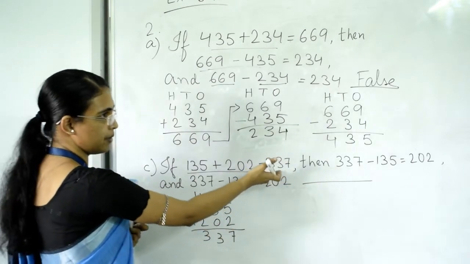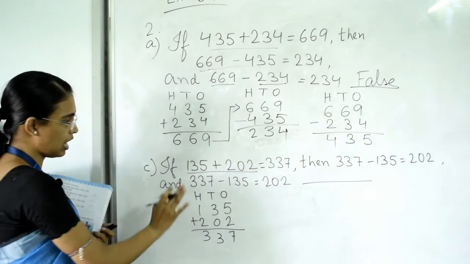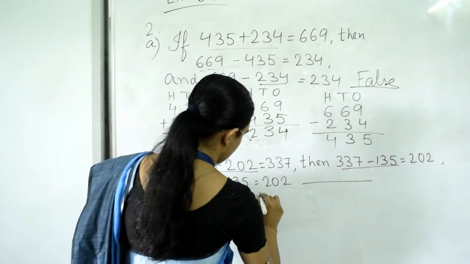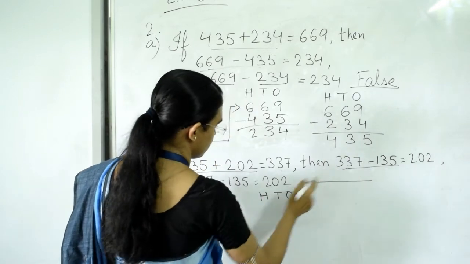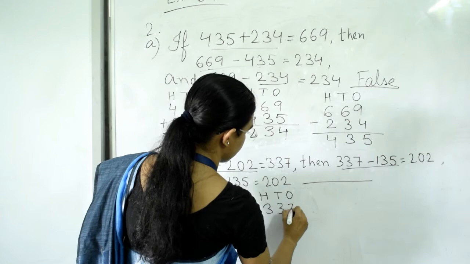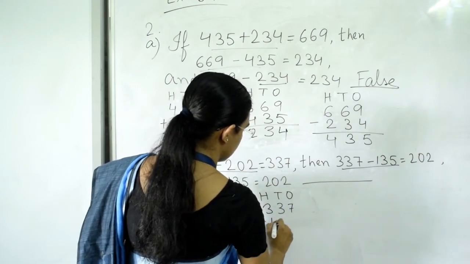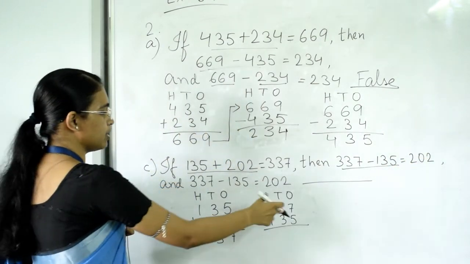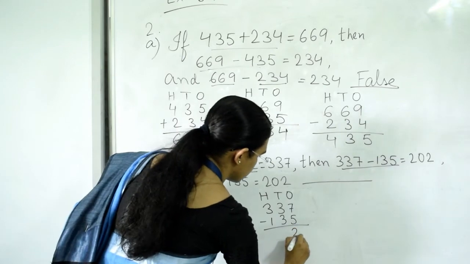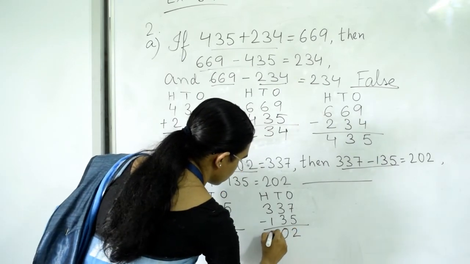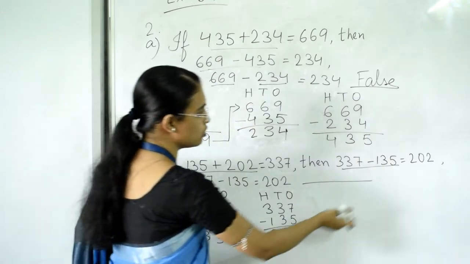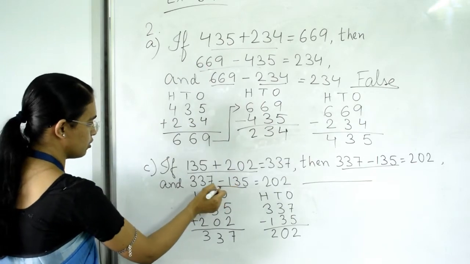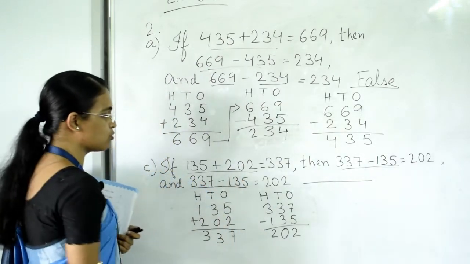Here the answer is 337. That means these two match with each other. Up to this it is correct. Now we will check this too. So again write H2O, then put this number 337 minus 135. Now let's see whether this answer will come or not. 7 minus 5 is 2, 3 minus 3 is 0, 3 minus 1 is 2. We got the answer 202. Here also we have 202. That means up to this it is correct. Now we'll check the last one. Okay. So 337 minus 135.